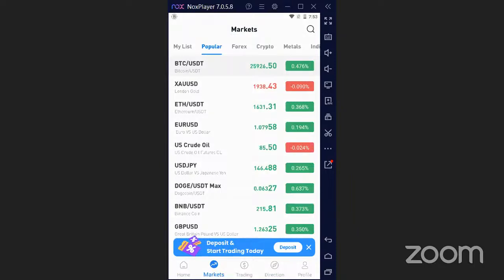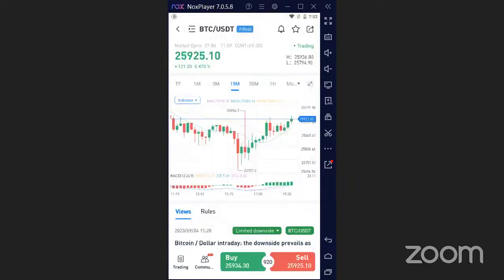So let's say we have a sell order. There's already a price that when the market gets to this point, it starts to sell. And if it is a buy limit, then it means that when the market gets to that certain point, the market starts to buy.